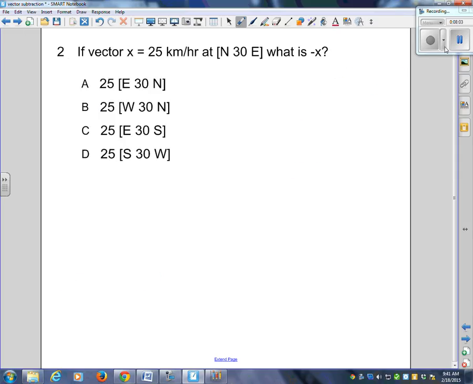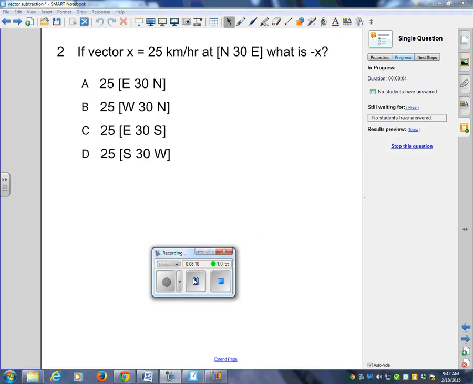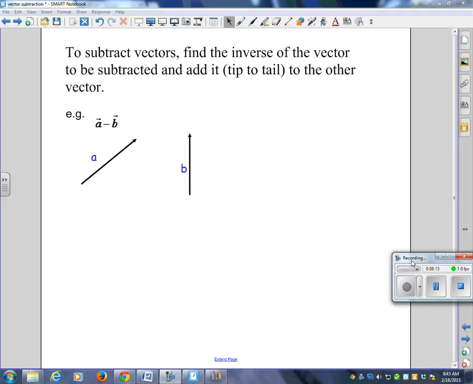Try this one. This one, you're going to have to do a little more thinking. To subtract vectors, find the inverse, take the opposite direction, flip it around, of the vector that's to be subtracted, the one that has the negative sign in front of it, and then just add it to the other one. I'll show you what I mean.